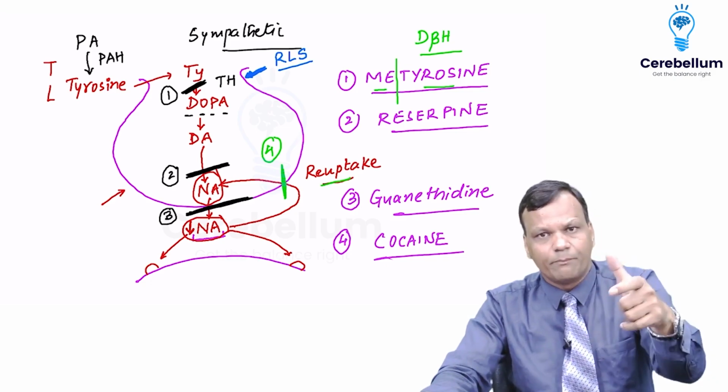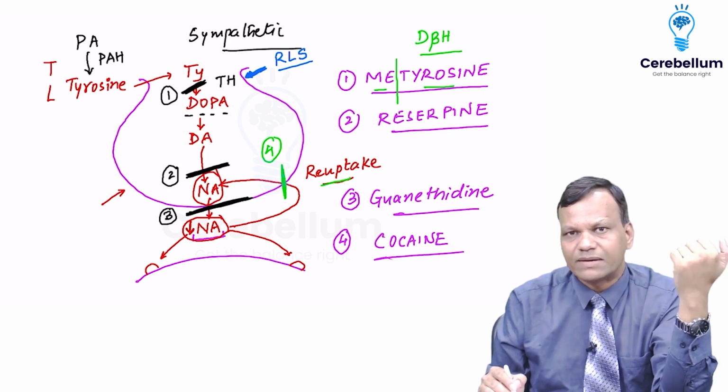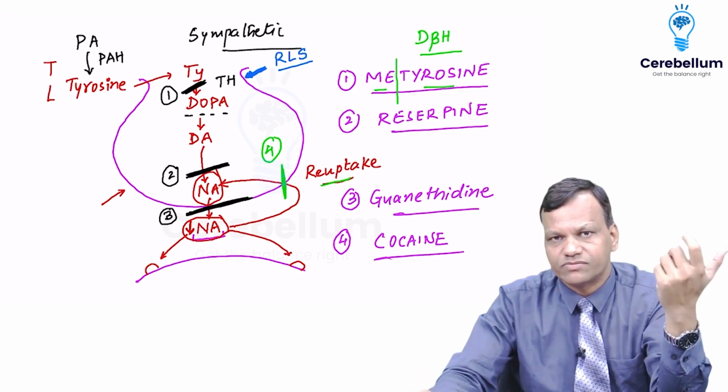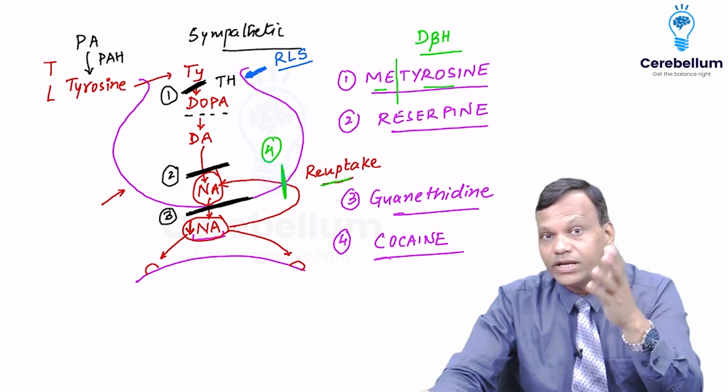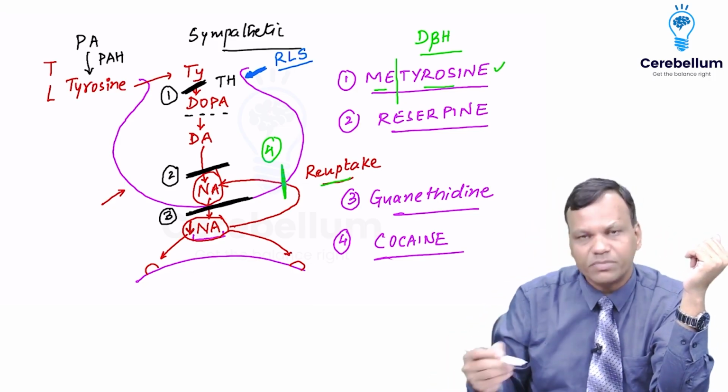So if we compare which is a counterpart drug of tyrosine in the cholinergic system, that means which drug is inhibiting the rate limiting step in the cholinergic system. What was that? Yes, hemicholinium. Their rate limiting step was uptake of choline. So hemicholinium is the counterpart of tyrosine.